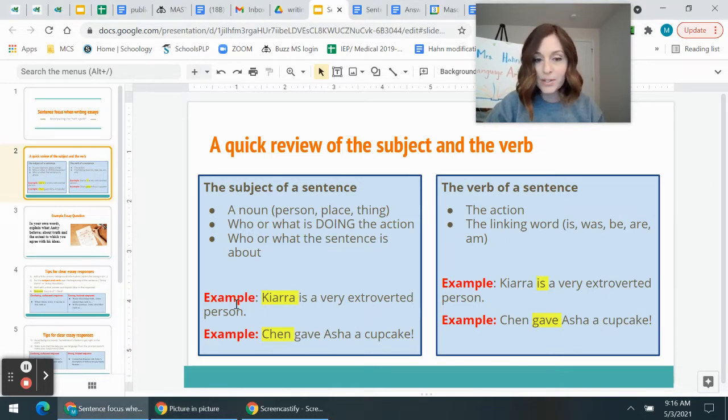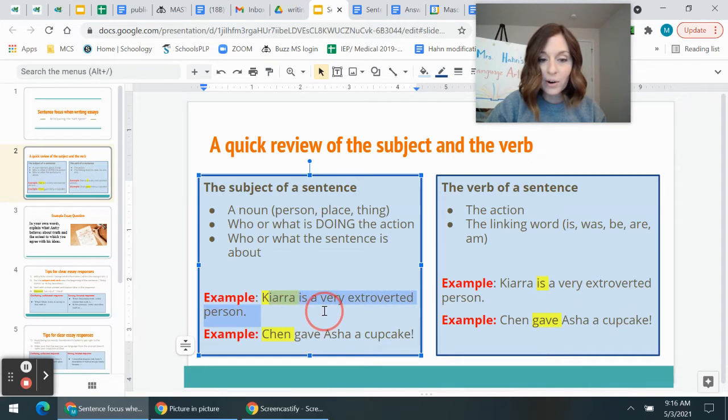Let's look at these example sentences right here. Kiara is a very extroverted person. There is no action. Kiara is not doing anything, but Kiara is the subject. I know that because the sentence is about Kiara. Also, Kiara is a person, which means she is a noun.